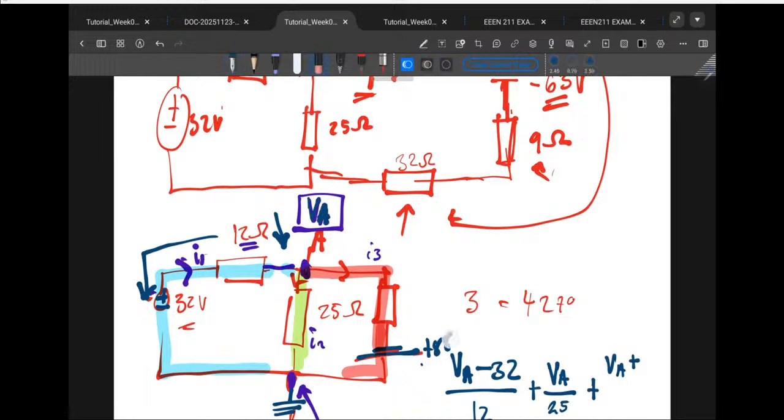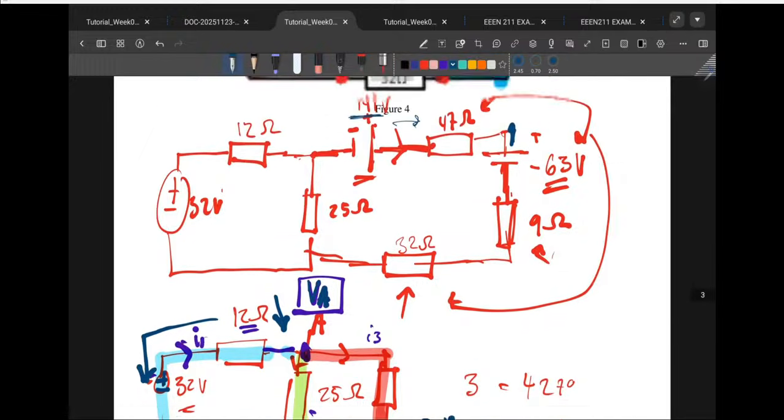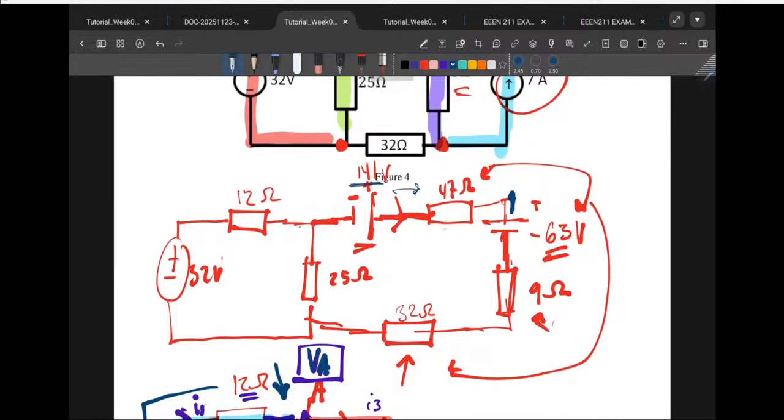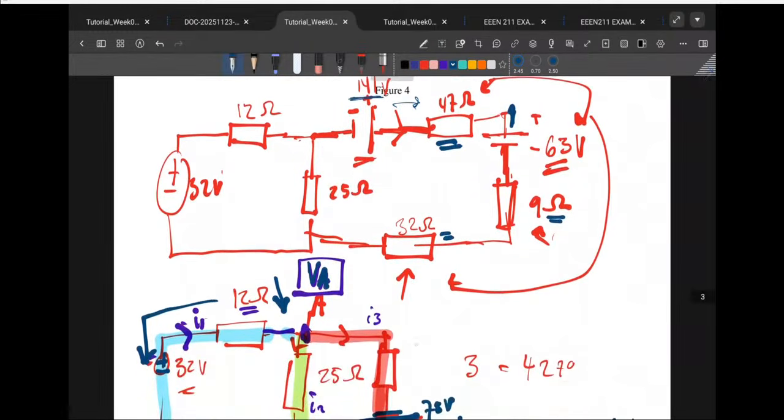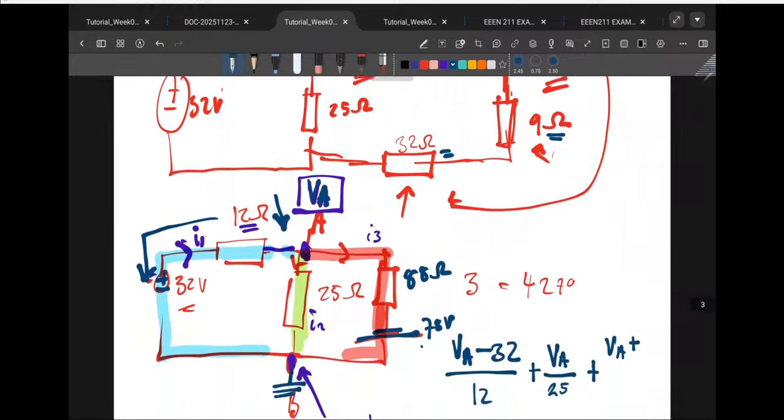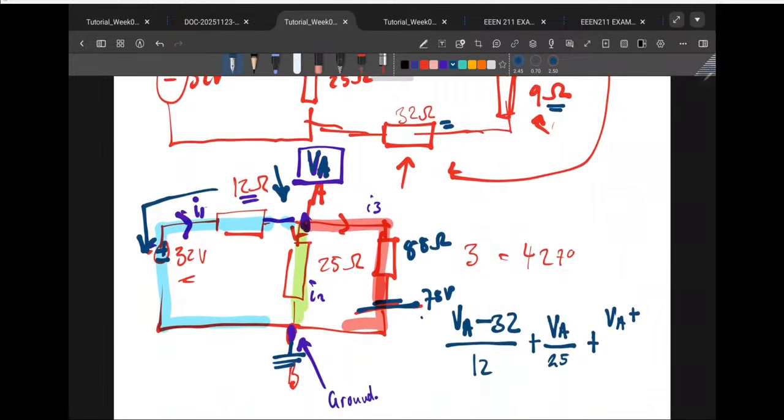Then for the resistances, I say 47 plus 9 plus 32. 47 plus 9, that's 56, plus 32, that's 88. This is the 88 ohms. So now what I would say is VA plus 78 divided by the resistances, 88, is equal to 0.